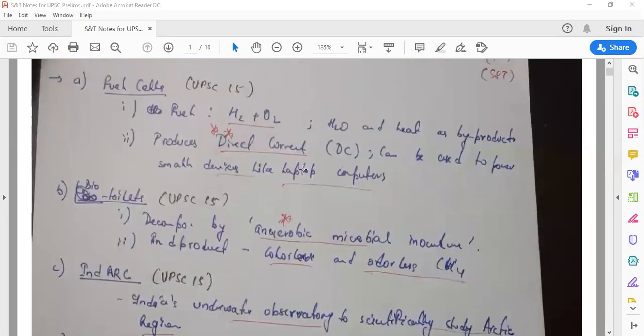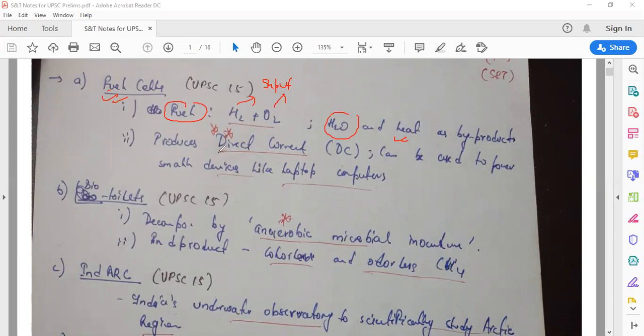Fuel cell was asked by UPSC in 2015. What is a fuel cell? The fuel of a fuel cell is H2 plus O2, hydrogen plus oxygen. That is the input which you will give in the fuel cell. And the output will be water and heat. Water and heat are the byproducts. So heat will be generated, that's why it is a fuel cell.